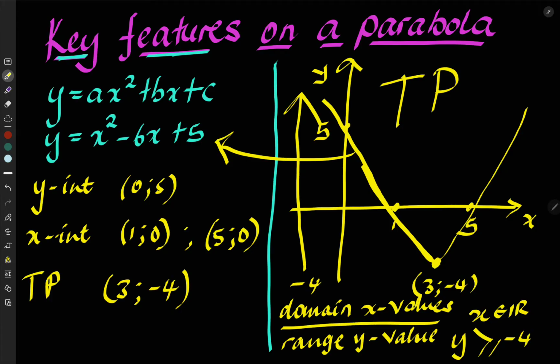Even if it was a maximum graph, you just check the maximum point, then you say y is less than or equal to. That's how you determine the domain and the range of the parabola. I hope that makes sense, guys.